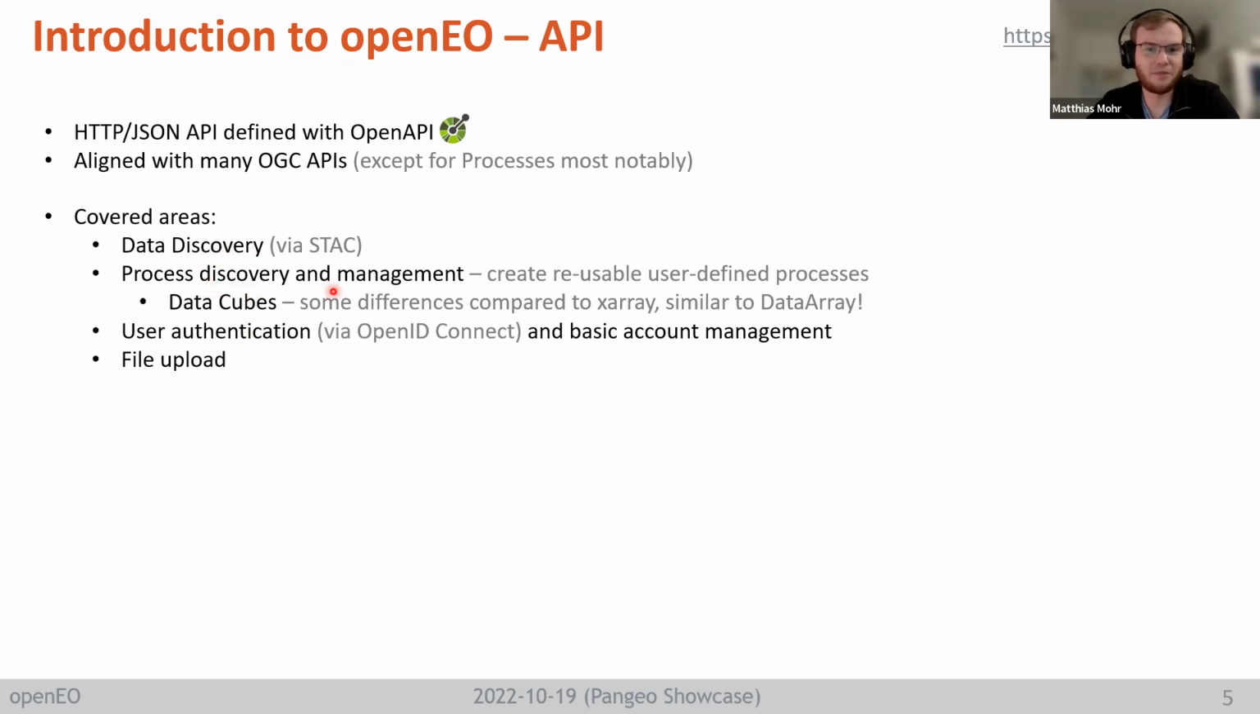The areas covered by the API, first of all, are of course data discovery. You need to know what collections are available, and also process discovery and management. A backend implementation can define processes that are implemented, and based on that, you can make your own reusable user-defined processes and reuse them as if they were predefined by the backend.